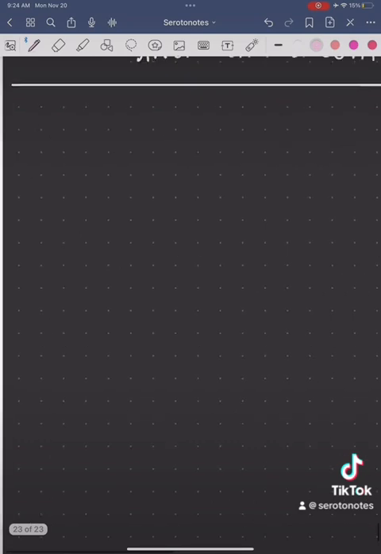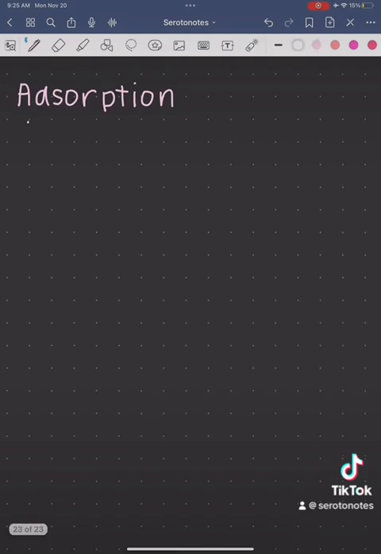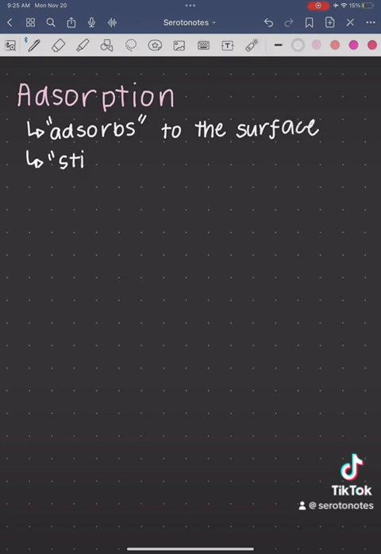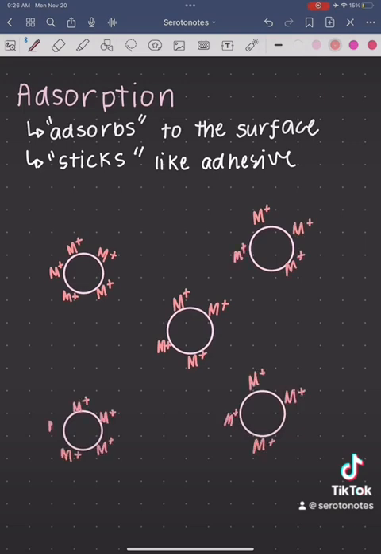Adsorption is the ability of solid substances to attract to their surfaces molecules of different substances. In other words, molecules adsorb to the surface or stick like an adhesive to the surface of a solid. Adsorption is favored by a high surface area, which means that your solid particles must be small in size.